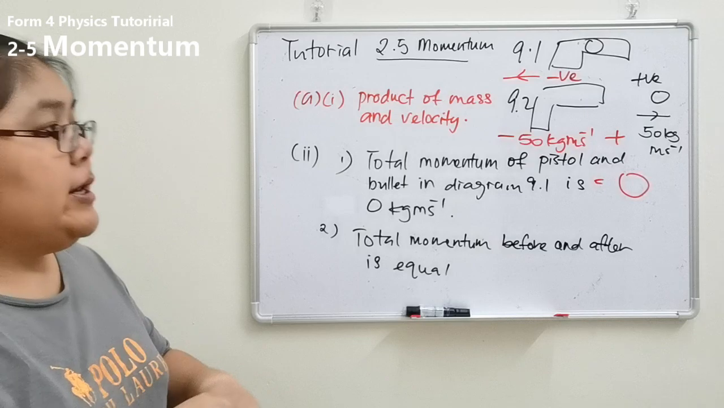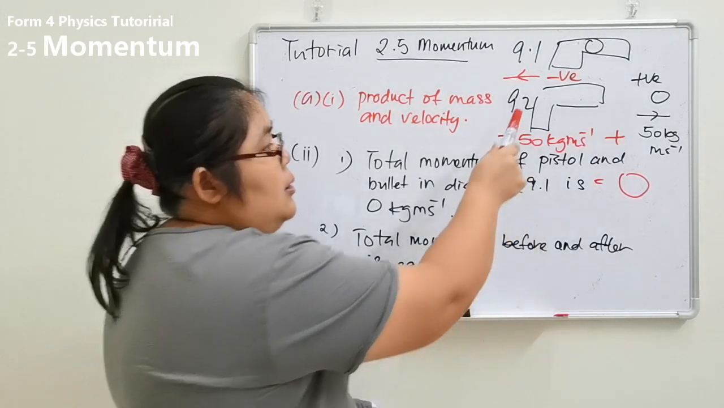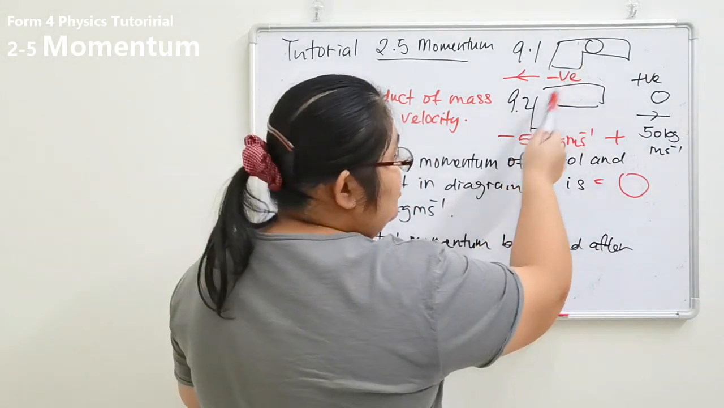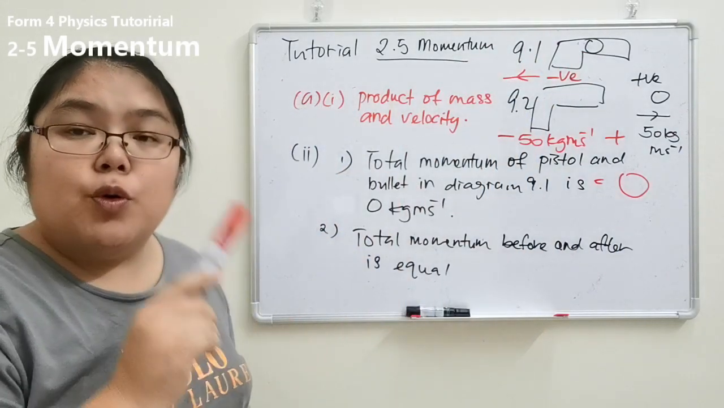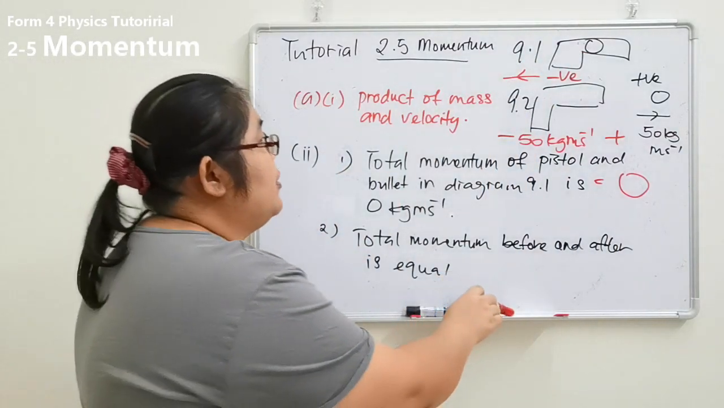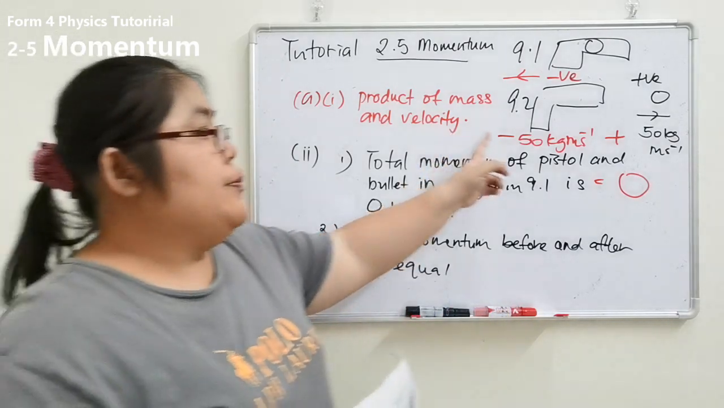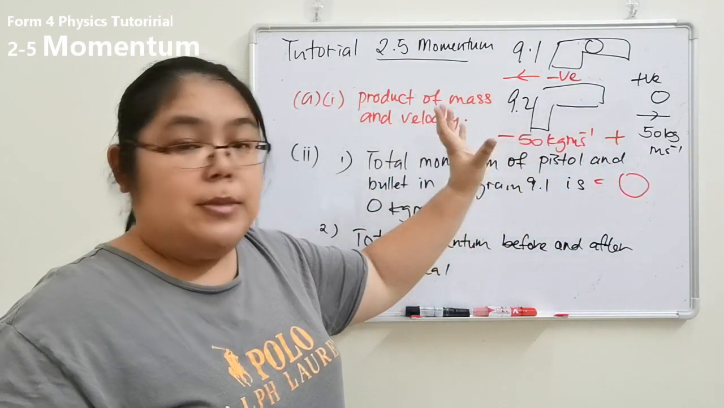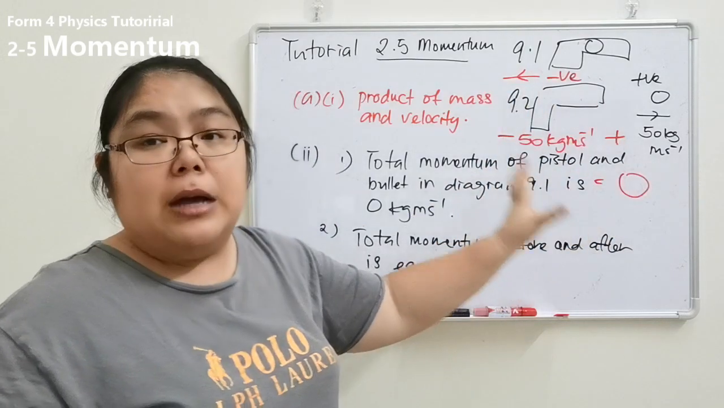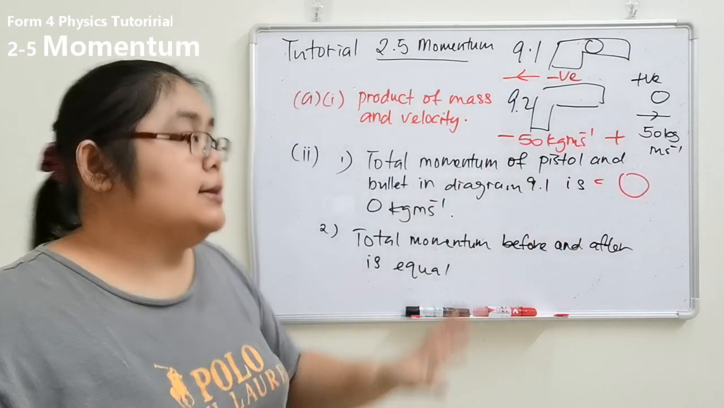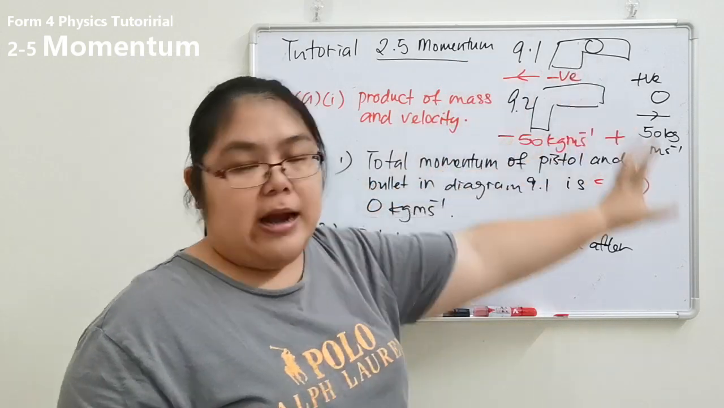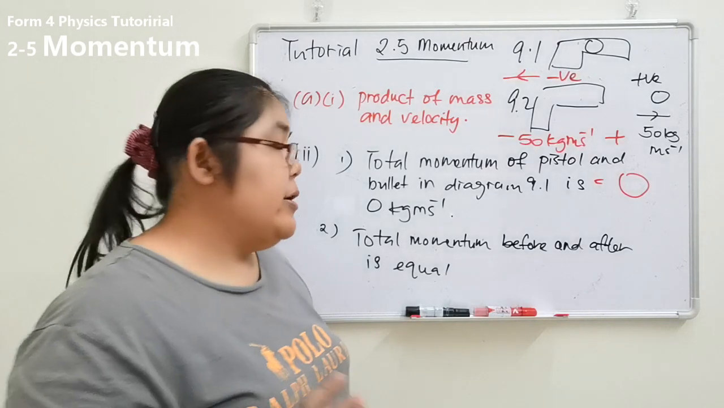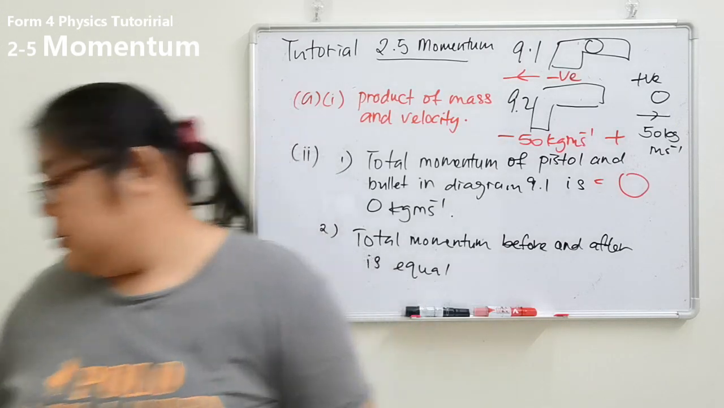So from here they want you to compare the pistol and bullet magnitude, and also compare the pistol and bullet direction. Momentum magnitude and momentum direction. So your answer is the magnitude is the same, 50-50. The pistol momentum magnitude and bullet momentum magnitude should be the same. But the direction for the pistol and the direction for the bullet should be opposite. So this one we do the comparison for the pistol and bullet after firing.